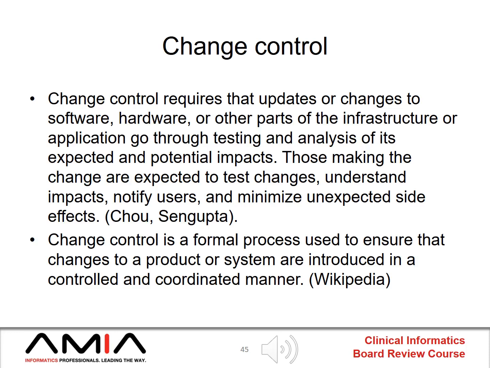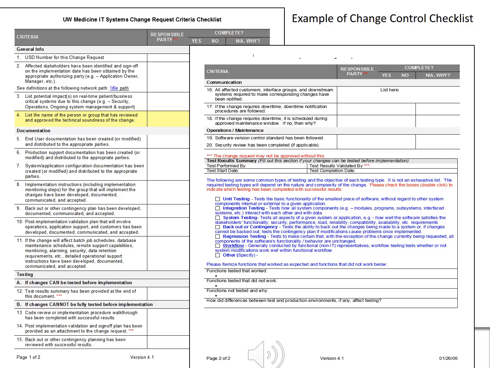So those who are planning to make the change are charged with making sure that testing occurs, that the impact on the community and on the system is well known, that users are aware this is going to happen, and that you minimize side effects. You can see the formal definition of change control taken from Wikipedia below. And here is an example of a change control checklist that we use in UW Medicine.